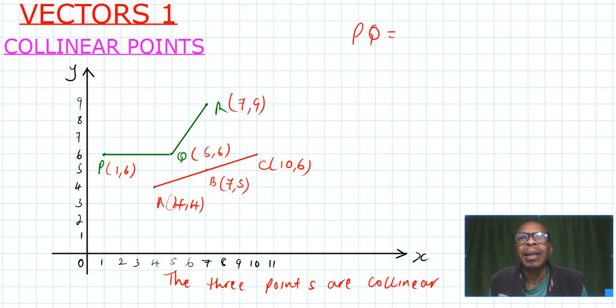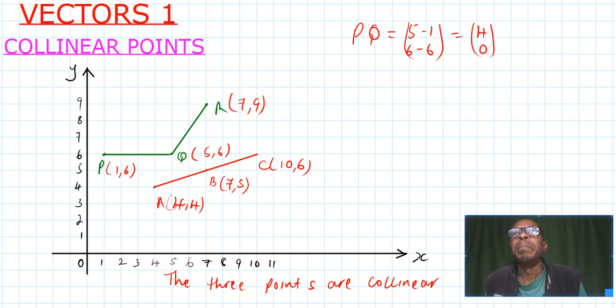So we can get PQ. It is 5 minus 1, and we have 6 minus 6. That will give us what? It is equals to 4, 0. So that is a column vector PQ. Let's get PR.